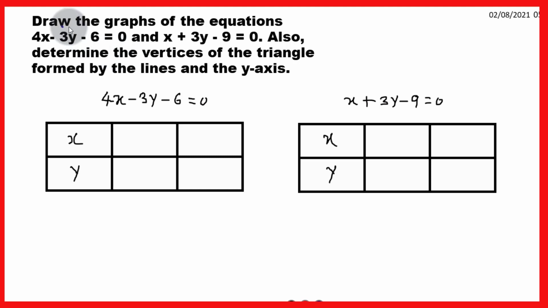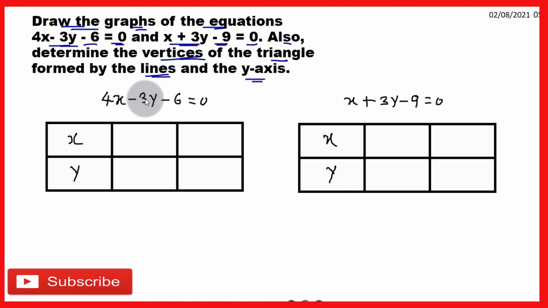The question is on the screen. Draw the graphs of the equations 4x minus 3y minus 6 is equal to 0 and x plus 3y minus 9 is equal to 0. Also determine the vertices of the triangle formed by the lines and the y-axis. First we have to draw the graphs of these two given equations, and then we have to determine the vertices of the triangle that is formed by these lines and the y-axis.